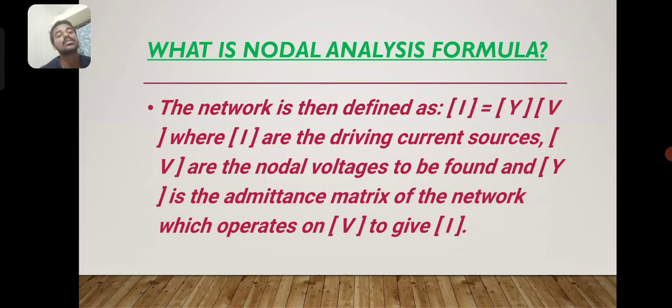What is the nodal analysis formula? The formula of nodal analysis for the network is defined as I equals Y into V, where I are the driving current sources, V are the nodal voltages to be found, and Y is the admittance matrix of the network, which operates on V to give I.